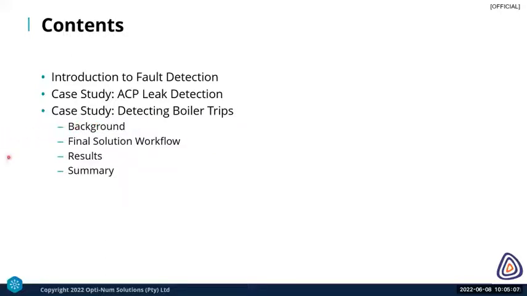Excellent. Yes, so just a brief introduction to today's content. At first, I'll be presenting a little on the introduction to fault detection, and I'll cover a little bit on the framework of fault detection and how it is done. Next, I'll move on to a case study at the ACP, where we perform fault detection for a leak detection problem. Then I'll move on to John, and John will present a case study where he has used fault detection to detect boiler trips. And finally, we end the session with a Q&A at the end. There's also a widget on the Zoom platform where you can post your Q&A questions, and we'll attend to them towards the end of the session.